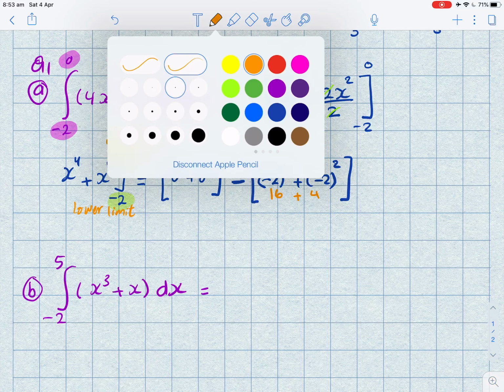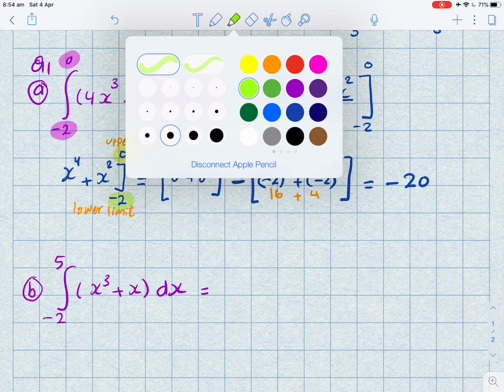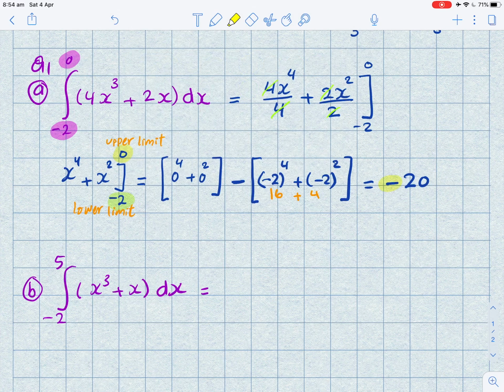So the first one here, it's 0 anyway. 0 to the power whatever is going to be 0. So 0 plus 0 is 0. So the answer here is going to be minus 20. Yeah, this minus here is this one here, the yellow ones, right? I hope that's okay with you.